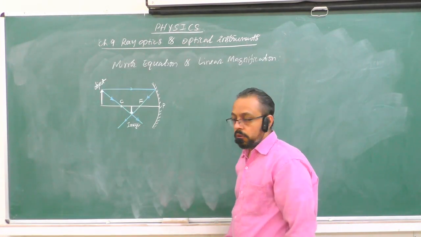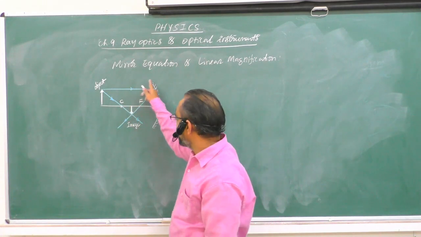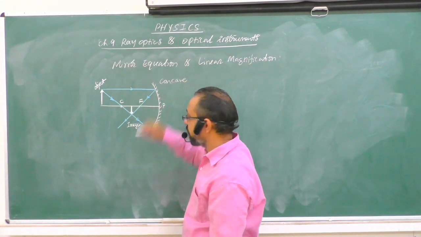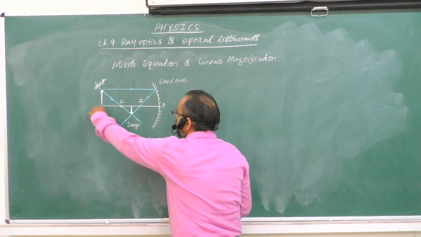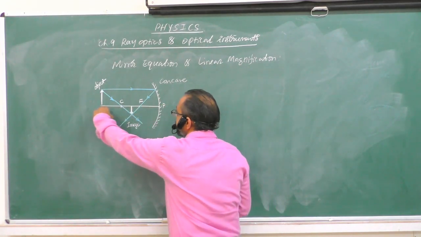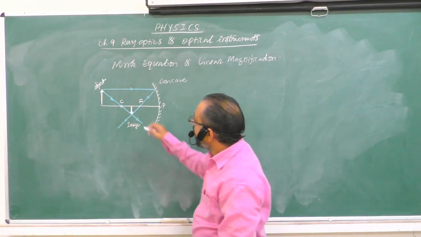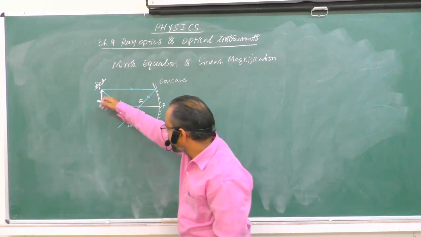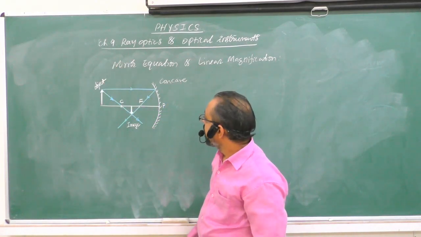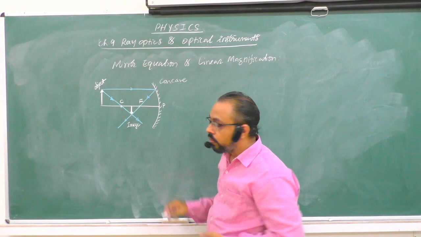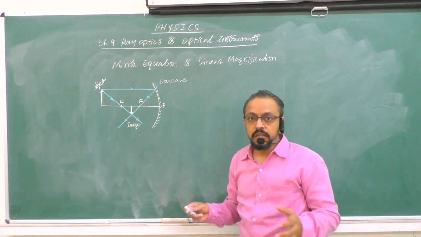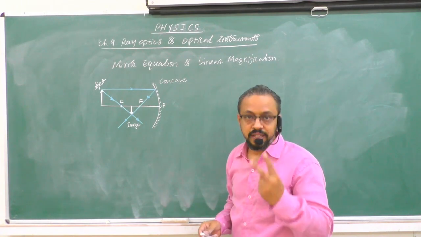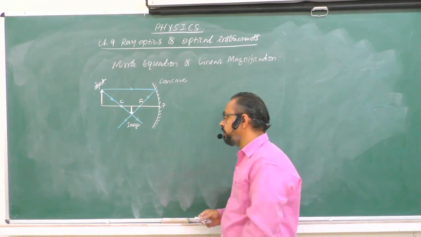Having this picture on the board, you are seeing a curved mirror here. We call it a concave mirror. And we already know this line is the principal axis. Here is the object, above the principal axis. To know where the final image is going to appear, I need at least 2 light rays.